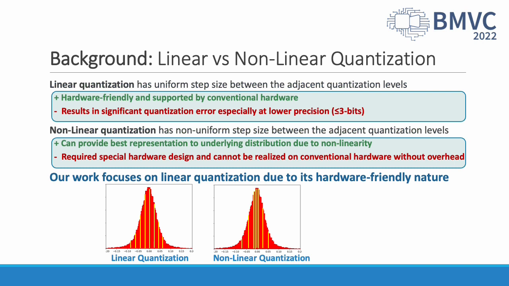Now let's talk about linear and non-linear quantization. Linear quantization has uniform step size between adjacent quantization levels. Non-linear quantization has non-uniform step size between the adjacent quantization levels. Because of this non-linearity, non-linear quantization can better represent the underlying distribution. However, it requires special hardware design and cannot actually be realized efficiently on conventional hardware. Because of this, our work focuses on linear quantizer, which can actually be efficiently realized on conventional hardware.